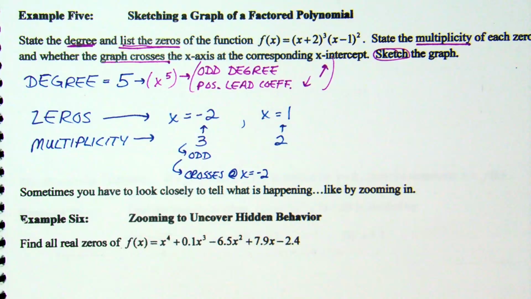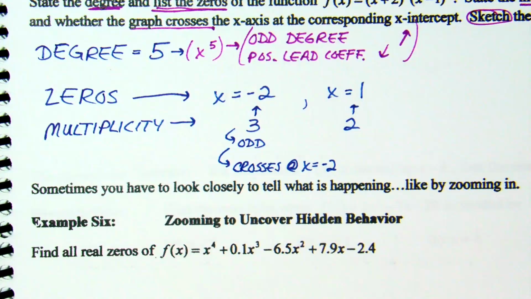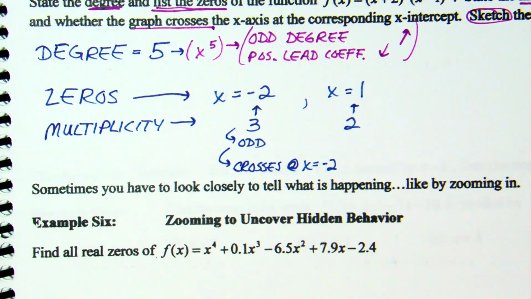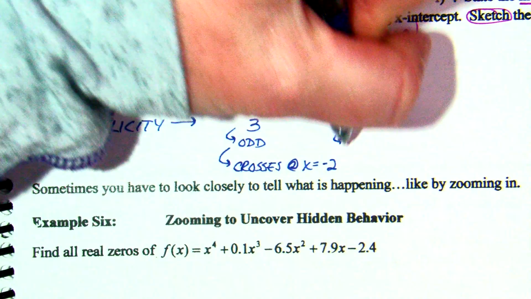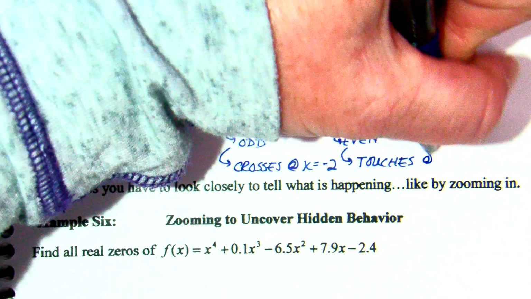Then, we had 0 of 1. The 0 of 1, maybe I should zoom this in a little bit so we can see a little bit better. The 0 of 1 had a multiplicity of 2. What does an even multiplicity say? It touches, which means it's not going to cross through. It's just going to touch at that 0. So this means our graph is just going to touch at x equals 1.